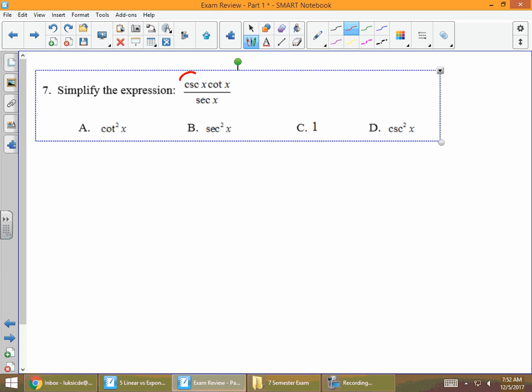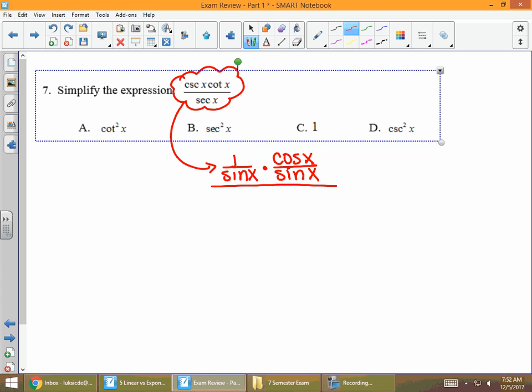Remember, that is kind of the best tactic for starting any proof, is to turn everything into sines and cosines. So cosecant is the same as 1 over sine, and nothing is squared here, so be careful with that. Cotangent is cosine over sine. And in my denominator, secant is 1 over cosine. All right, I'm going to keep simplifying. I'm going to work my numerator first. In my numerator, 1 times cosine is cosine. And sine times sine is sine squared.